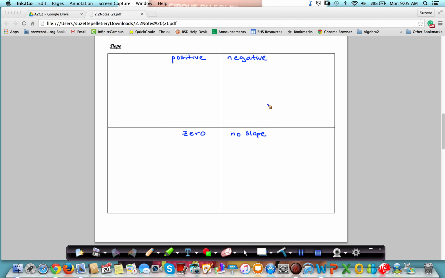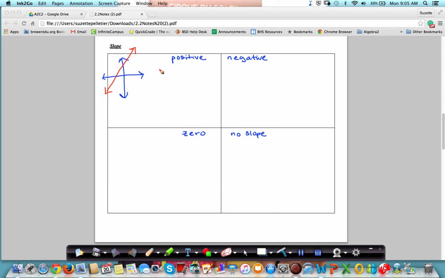Okay? So different things about them. First of all, positive and negative slopes, I think you're pretty okay with. So we have our coordinate board, right? And you have a line that has a positive slope. So perhaps it looks like this, okay?